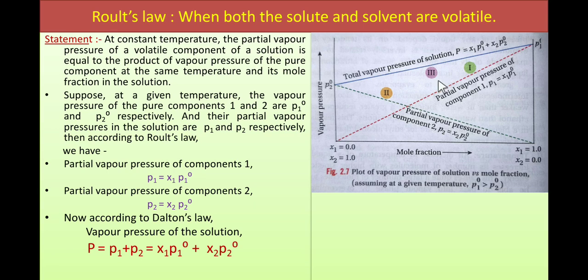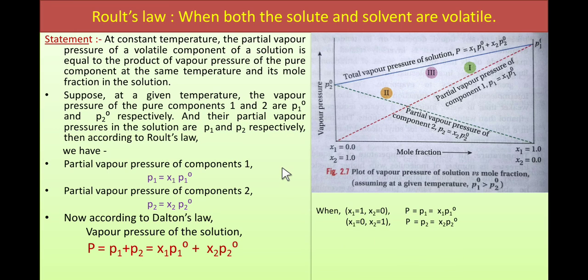For example, at this point, the value of x1 is here. If we put x1 here and x2 here, we get the pressure of the solution. Here we are considering that the pure vapor pressure of component 1 is greater than that of component 2. If you consider P2 greater than P1, then this side will be up and this side down, but the same result will be obtained.